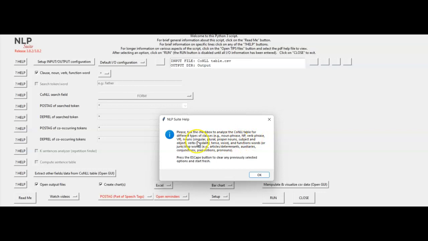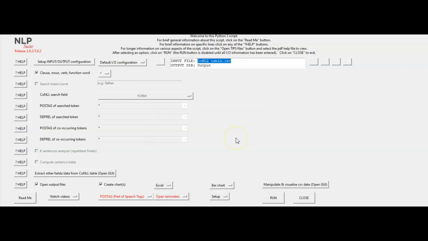For nouns, we have singular, plural, proper nouns. Verbs tell us the modality, the tense. And we can even tell for junk words what kind of junk words they are.